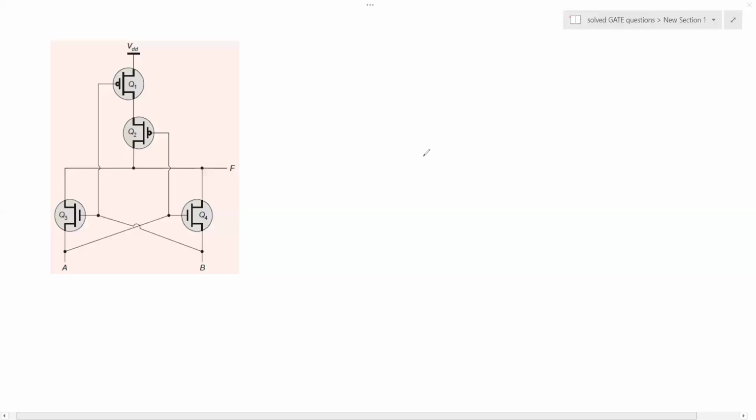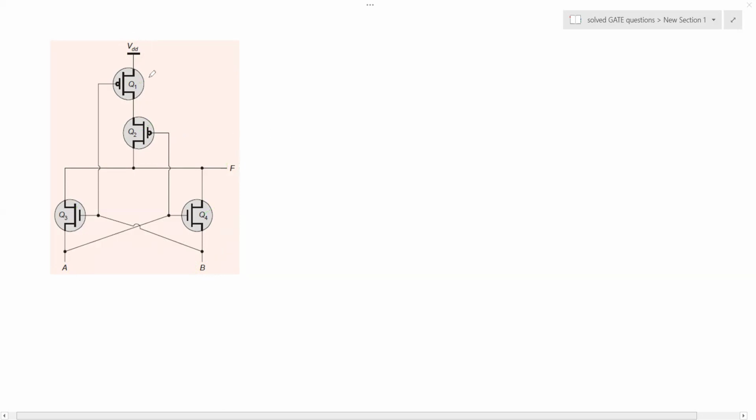Hello, very welcome back to our channel, and we are going to explore the functionality of the circuit that is shown on your screen. So as you can see, I have got this VDD power supply. I have got the two inputs A and B, and I have got these four transistors, 1, 2, 3, and 4. And here is the output of this circuit, F.